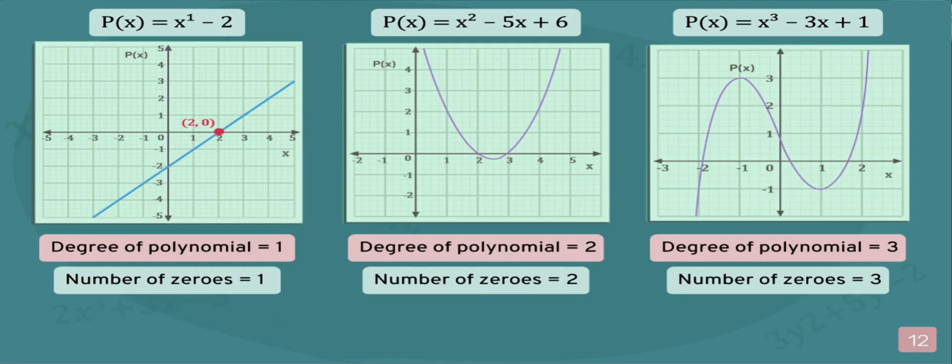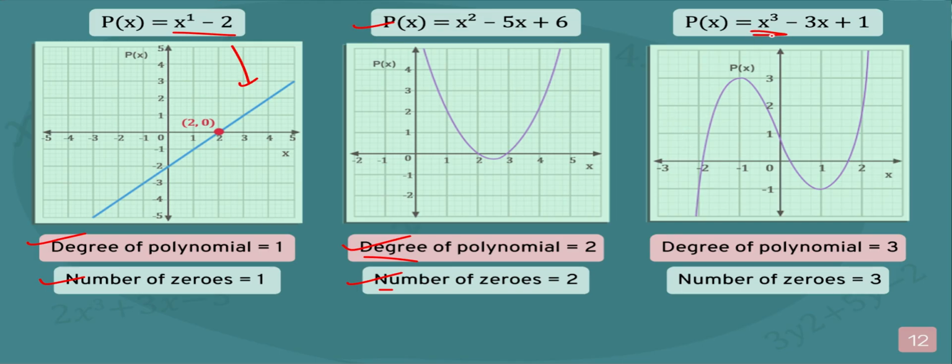Chalo. It is a very important concept. When the polynomial is linear, the graph is a straight line. Degree of polynomial is 1. Number of zeros is 1. When the polynomial is quadratic, the graph is a parabola. ग्राफ कैसा होता है? Parabola. Degree of polynomial is 2. Number of zeros is 2. जितनी degree उतने number of zeros.